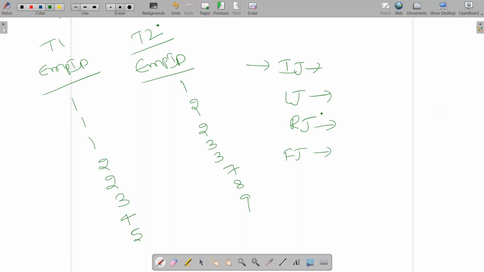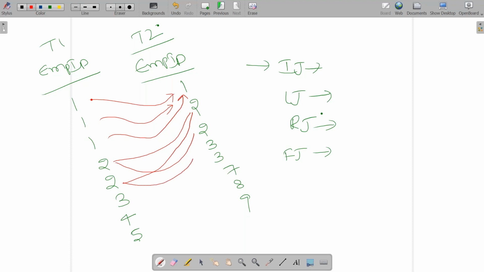Inner join output. So first record, second record, third record. So 2, 2. Again this 2 with other 2. Again this 2 with this 2. Again this 2 with this 2.